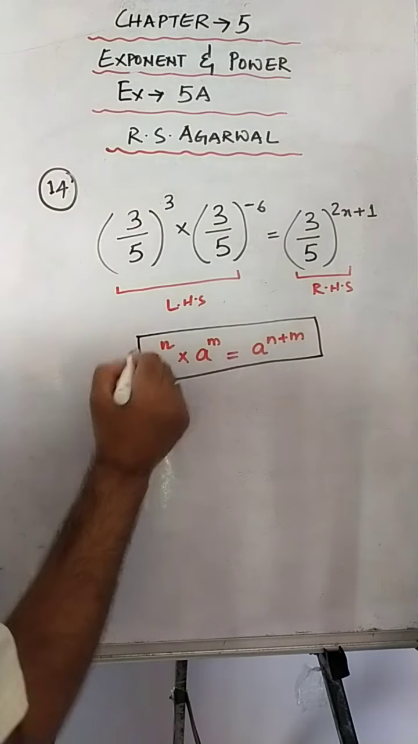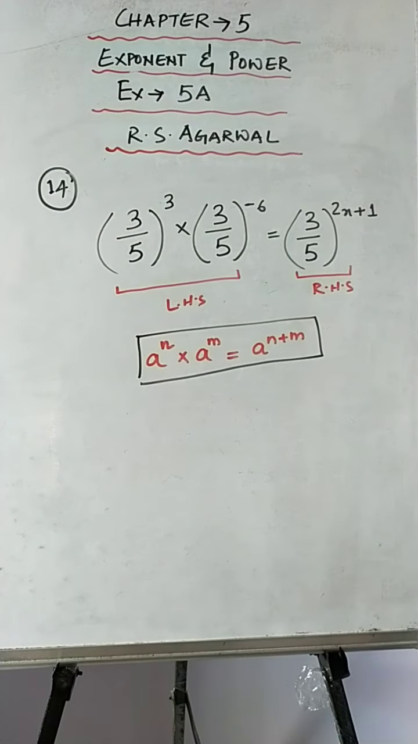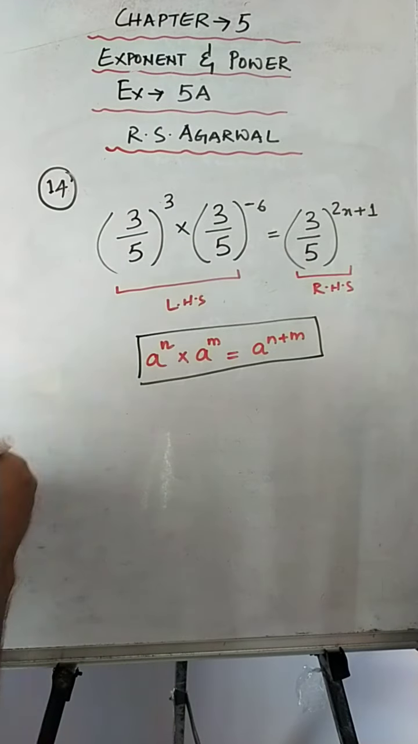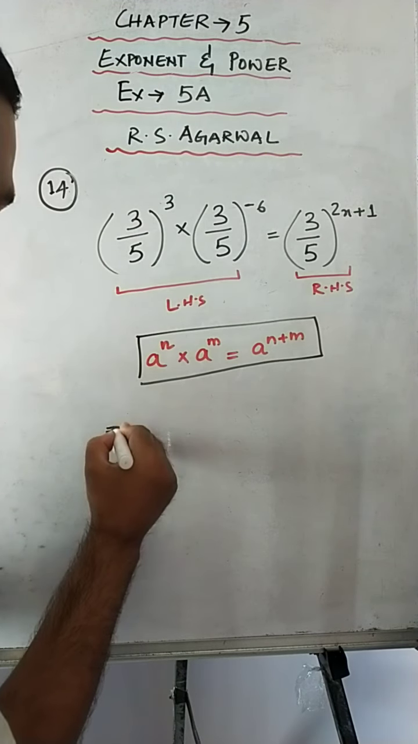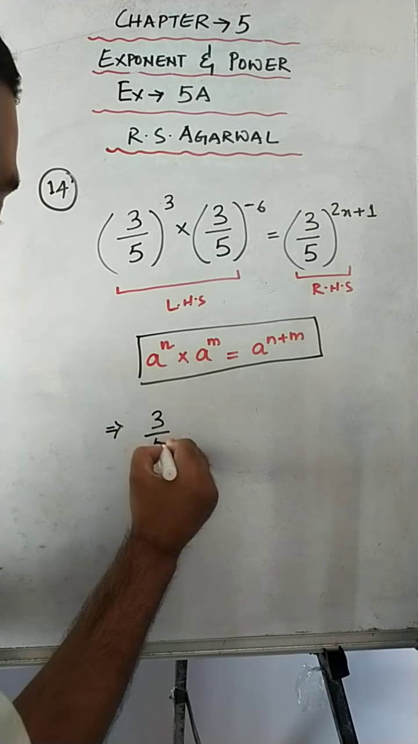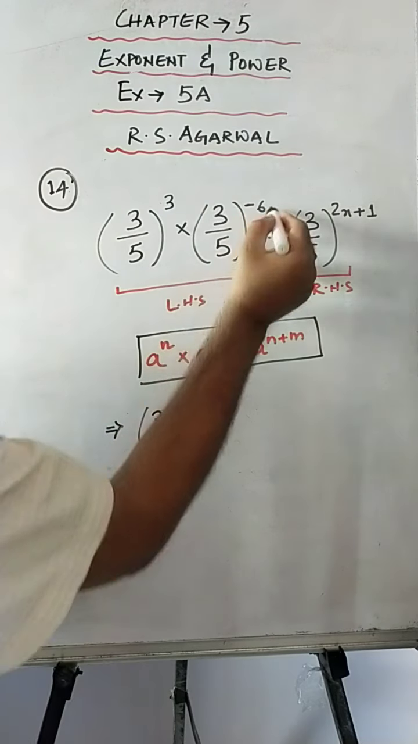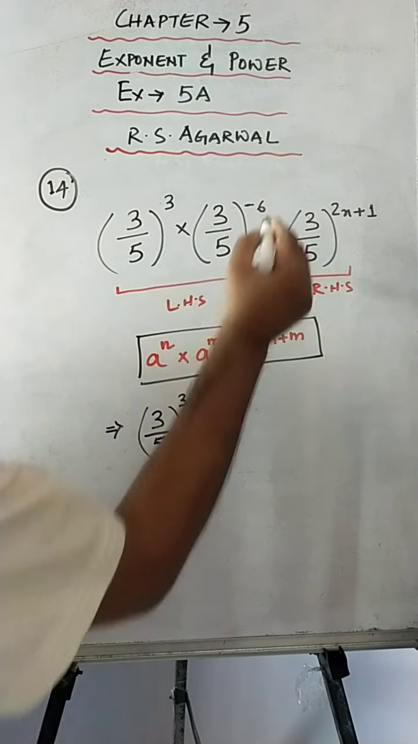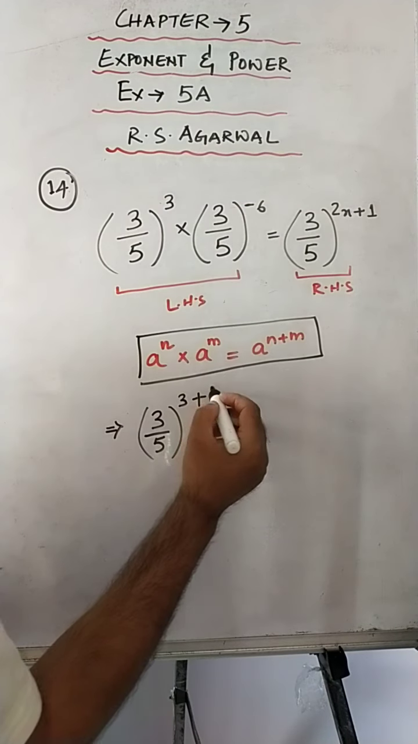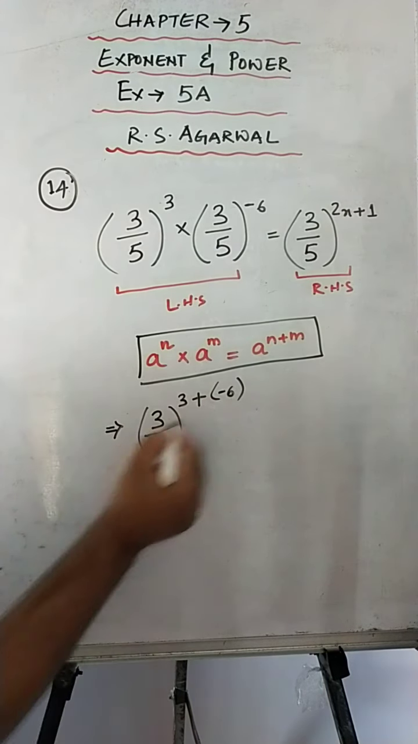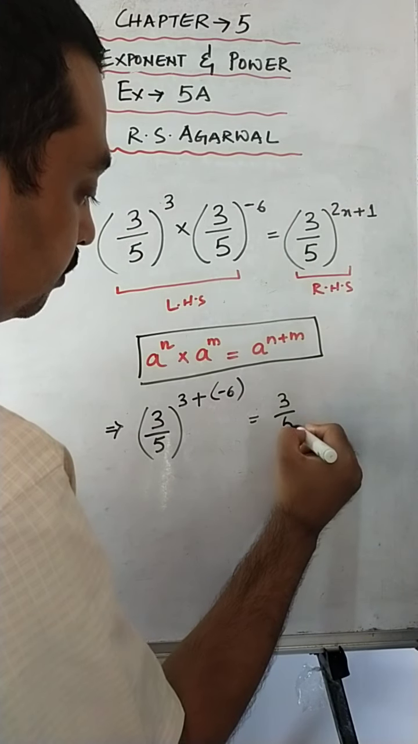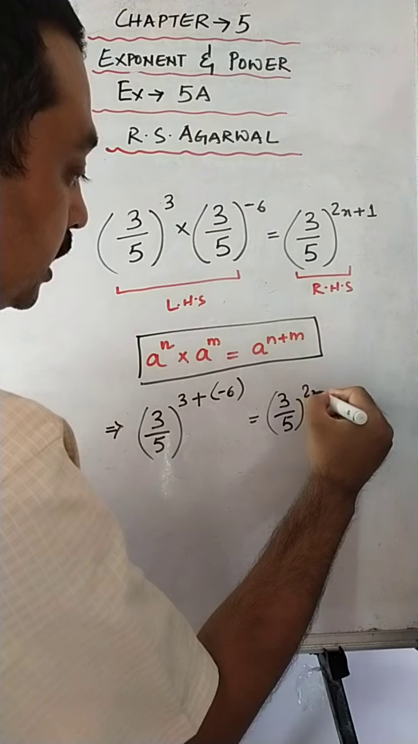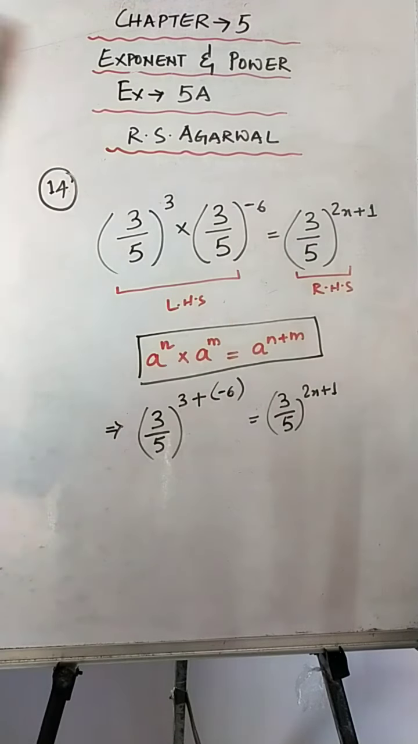So the same thing we'll do towards the left hand side. So what is a similar base? Common base is 3 by 5. So we'll write 3 by 5 to the power. We'll add the powers. 3 plus, but this power is having a minus sign, so we'll put it inside the bracket like this. Okay, and the right hand side we'll write as intact, because we have nothing to do with the right hand side. We cannot do anything. So we'll just write it as intact.